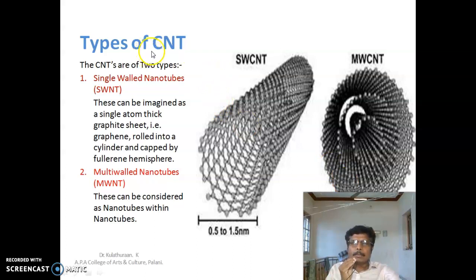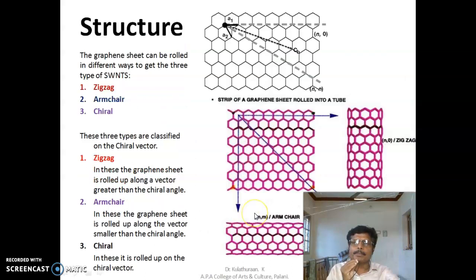So then the types of carbon nanotubes. There are two types of carbon nanotubes: single-walled carbon nanotubes and multi-walled carbon nanotubes. In the case of single-walled carbon nanotubes, it can be imagined as a single atom thick graphite sheet, that is graphene, rolled into a cylinder and capped by fullerene chemistries. And another one is multi-walled carbon nanotubes. It can be considered as a nanotube within a nanotube. The diameter of single-walled carbon nanotubes ranges from 0.5 to 1.5 nanometers.